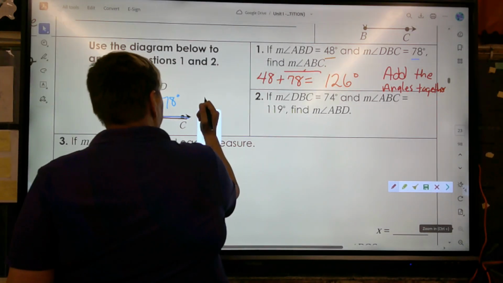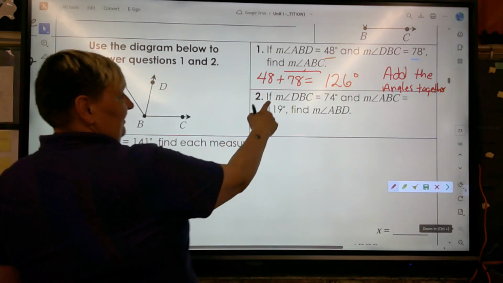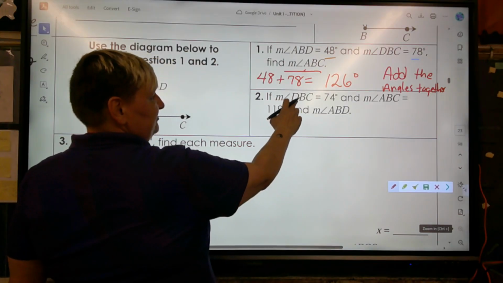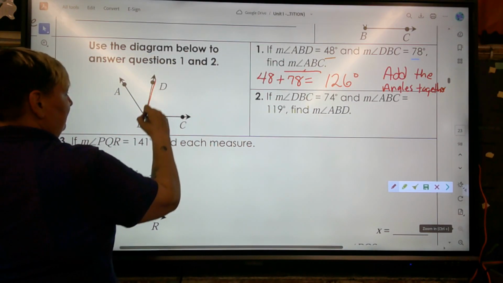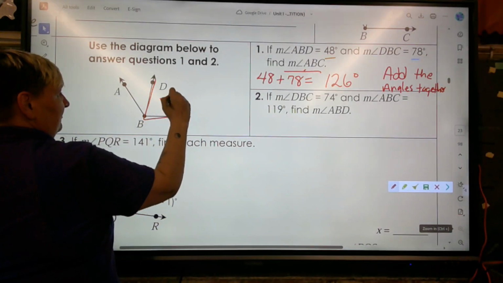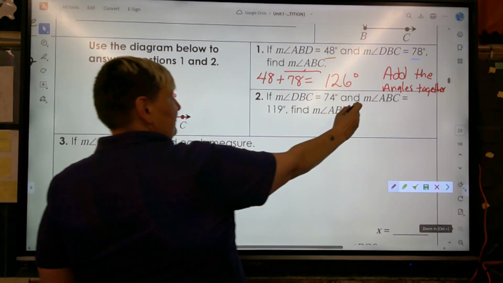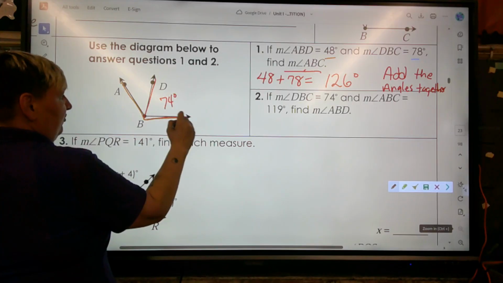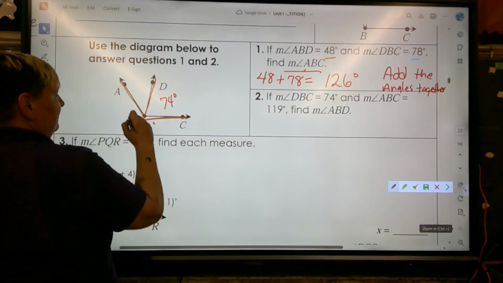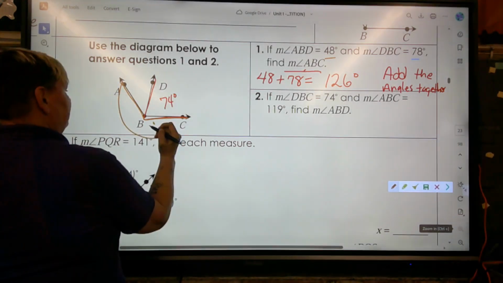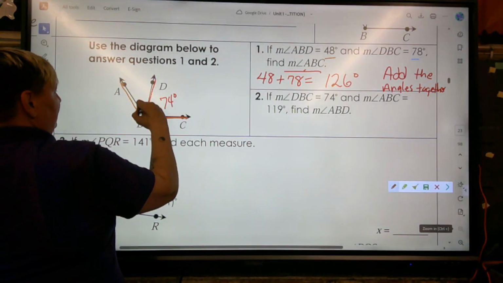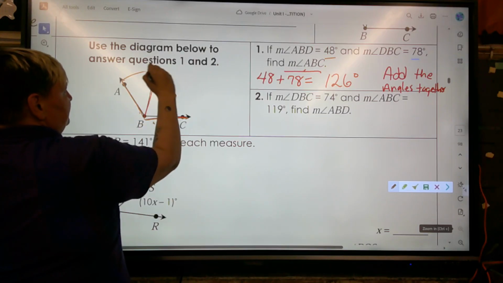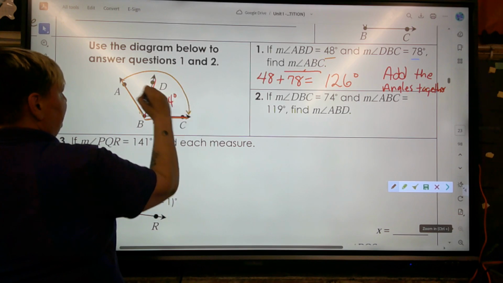All right? Now, if the measure of angle DBC is 74, and the measure of ABC, which is the total, is, let's just call this, no, I don't want to do it that way. Let's call this angle, it's this piece. It's the total from here to here, right?